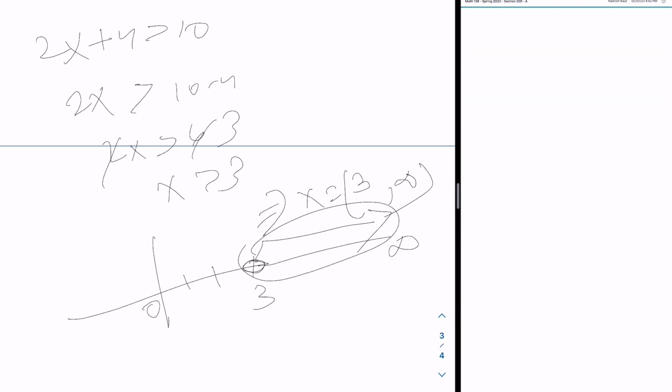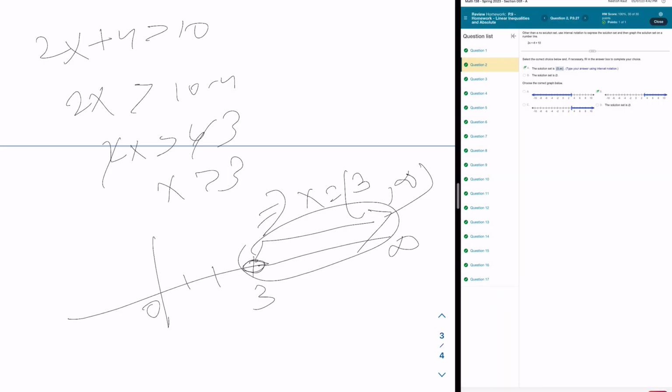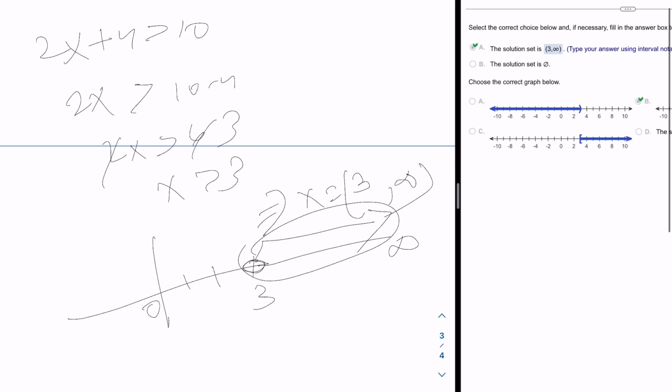So, question number 2. Look at the graph. A is not a solution because the interval is showing minus infinity to 3. So this is not the solution.